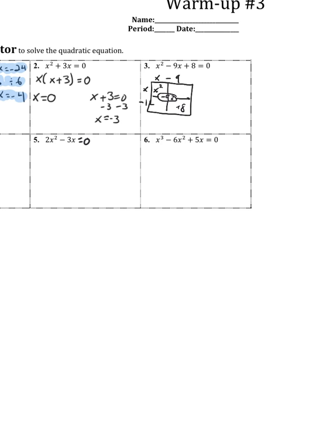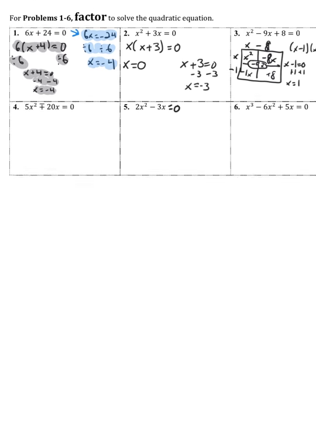So it's got to be 1 and 8, minus 1x and minus 8x. And 1x and 8x make negative 9x. So this factors out to x minus 1 and x minus 8 equals 0. And then I work on each individual part. Add 1 to both sides, I get x equals 1, and on the other one I get x equals 8. So those are my two zeros, or my two x-intercepts for problem 3.